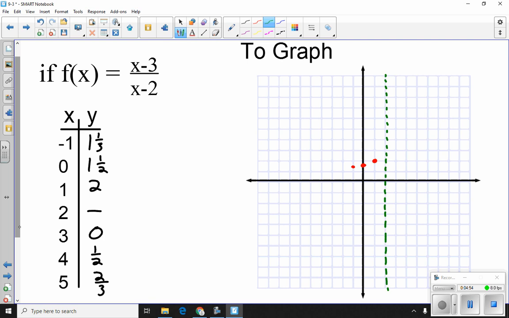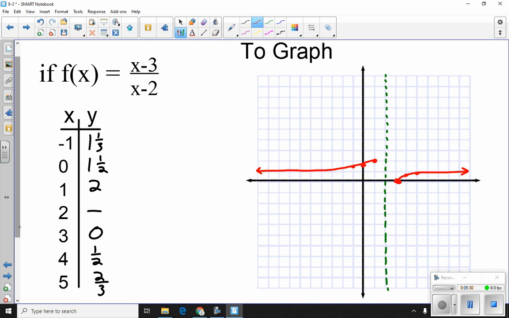And so 3, 0, 4, 1/2, 5, 2/3. Now, as you look at these 6 points, can you tell that they're curving and they're going to get closer and closer and closer to this 1 value? And so there's going to be a horizontal asymptote also.